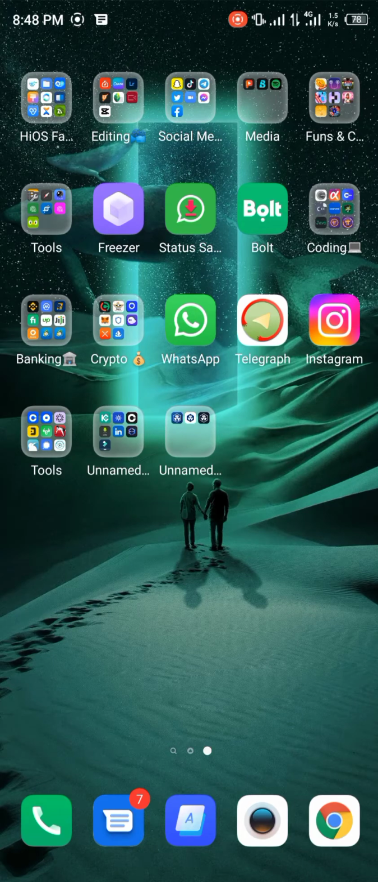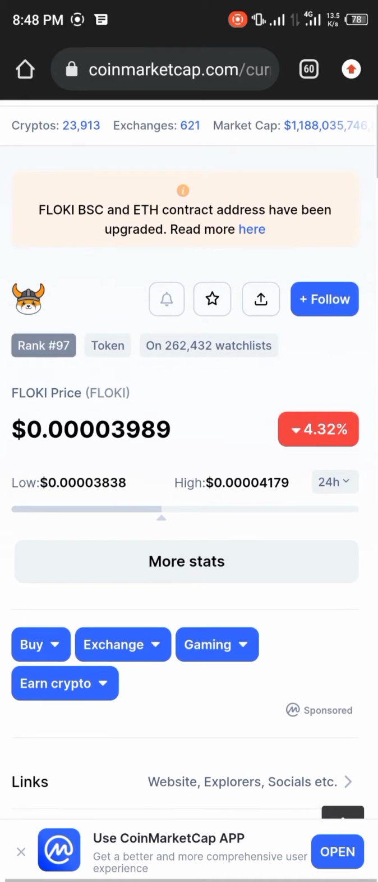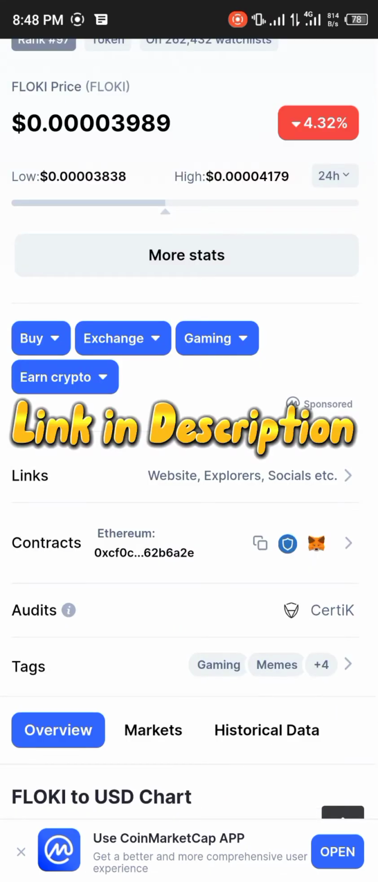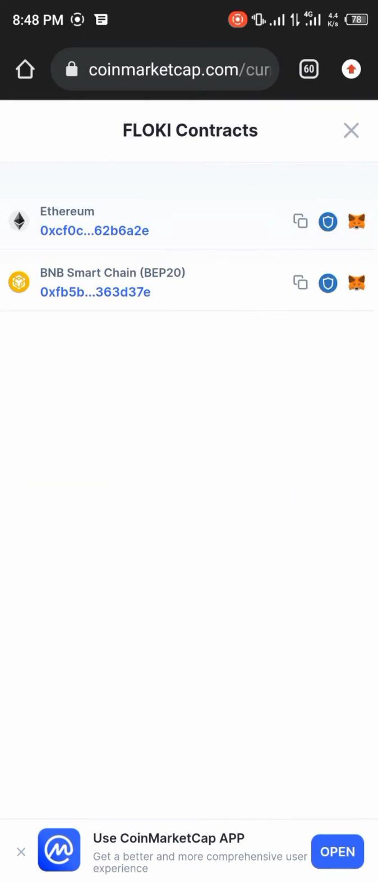Our first step is going to be opening up your browser, and the website of interest is coinmarketcap.com. You can then find its contract address. As you can see, Floki Inu exists on the Ethereum blockchain, but it's also present in the Smart Chain network. That's BEP20. You could as well make use of the BEP20.